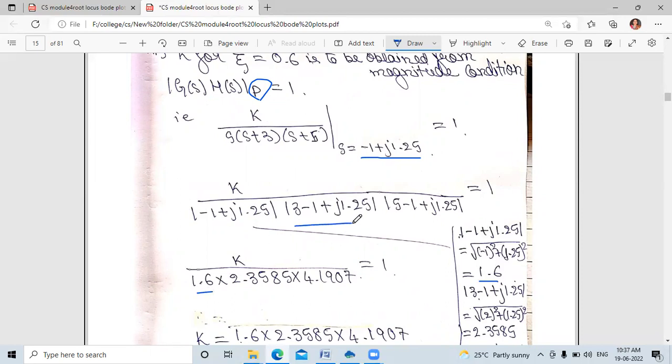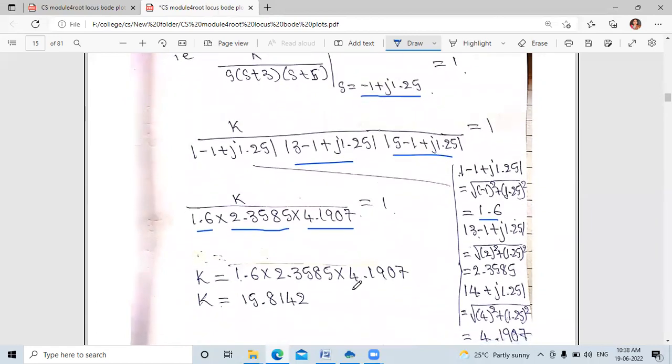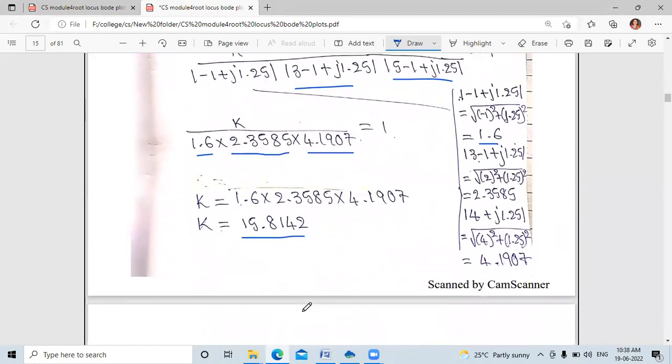And for this, the value is 2.3585. And for this, the value is 4.109. So multiply that one. What value will you get? 1.6 into 2.3585 into 4.1907. So the K value you will get is 15.8142.